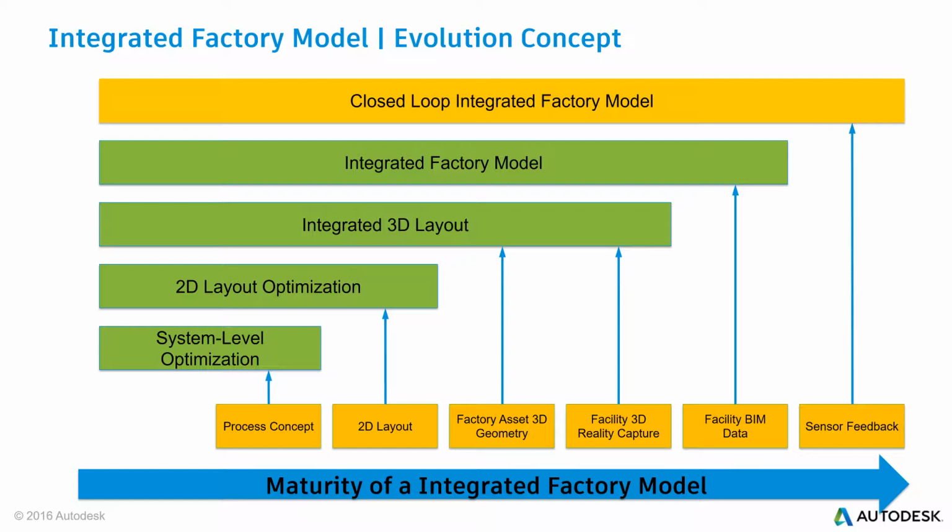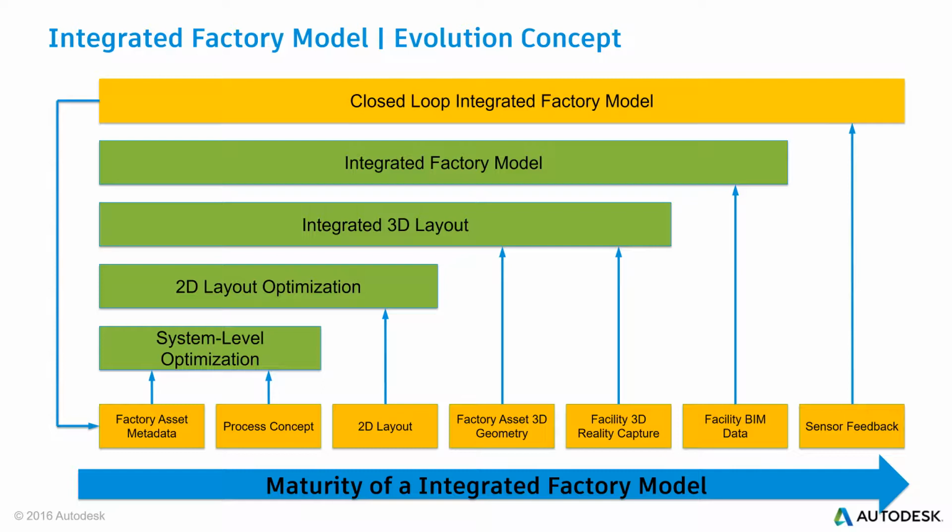And finally, we can create a closed-loop integrated factory model by linking the data from the physical machines back to the 3D model. This helps to optimize the current production, and the data can be utilized to better plan for the next project. That data can be fed directly to the asset library for a more accurate future process concept.